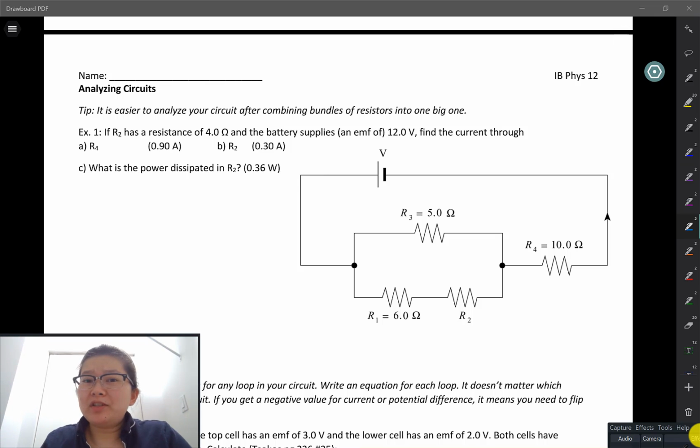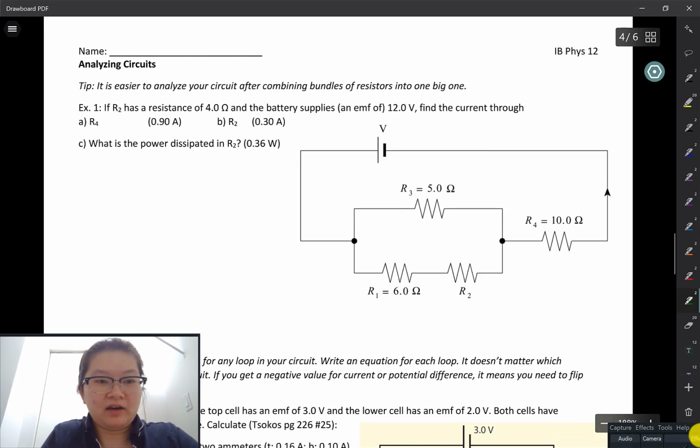In this video, we're going to do more examples of analyzing circuits. So hopefully you checked out the previous video, which is strategies on how to analyze circuits, because now I'm just going to go through examples, apply Kirchhoff's laws, apply the strategies, and do my best to explain how I did each step. Starting with example 1 here.